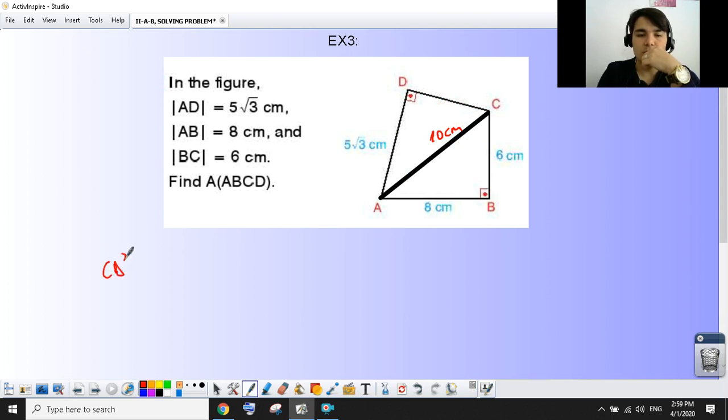So CD squared plus AD squared will give us the square of the hypotenuse, which is AC squared. Okay.